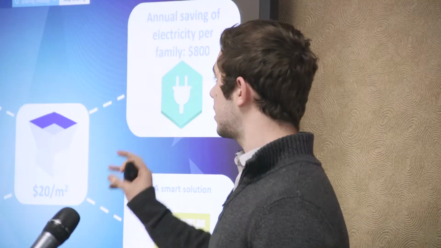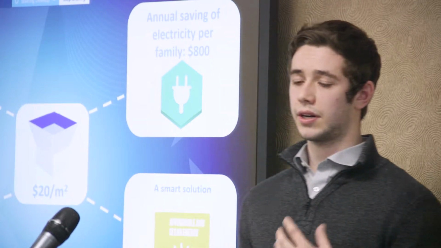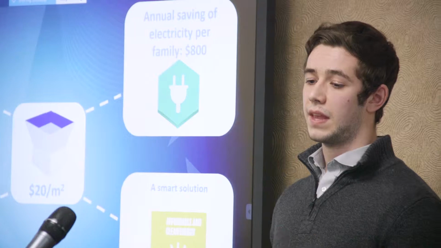Finishing off on costs, we believe with our current technology, we can produce at about $20 per square meter. Given a 100 square meter house, it would be about $2,000 to cover that roof, and averaging out, at least in the United States, about $800 can be saved per family per year. This would give us a greener future and is also a smart solution for our energy needs and cooling.